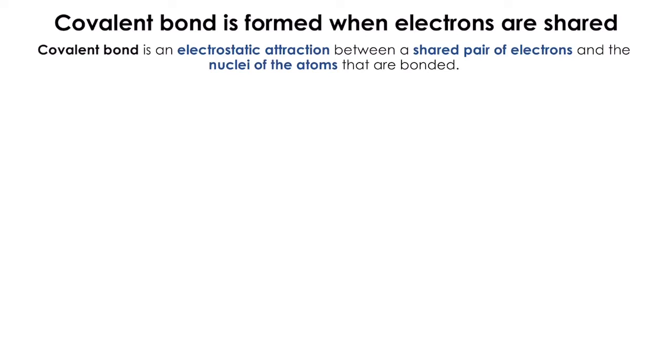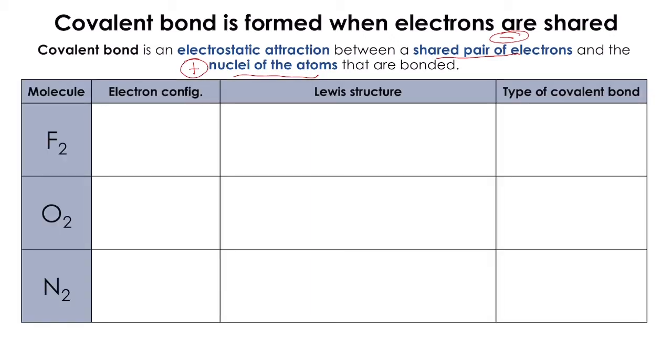But we have shared electrons, and the nuclei of the atoms. As you might know, the shared pair of electrons are of course negative, and the nucleus of any atom has to be positive. For that reason, we can call the covalent bond an electrostatic attraction. We will draw some examples about the covalent bond.